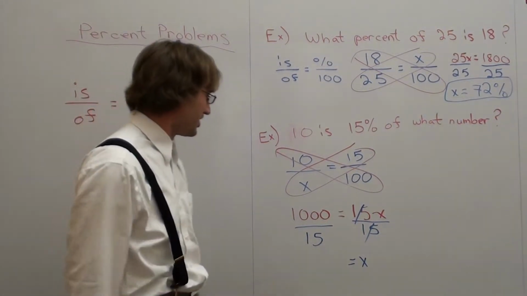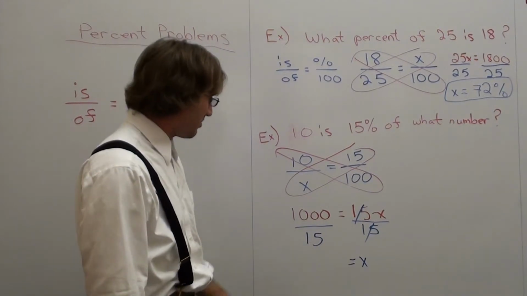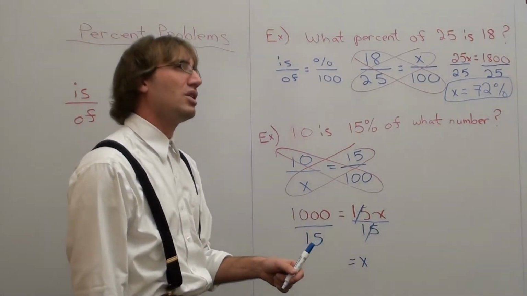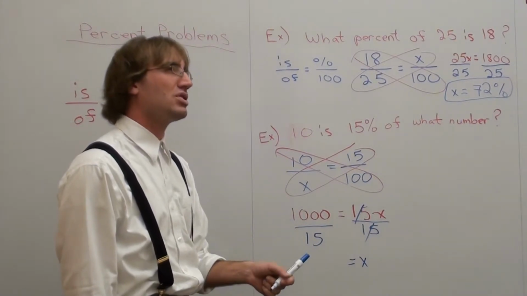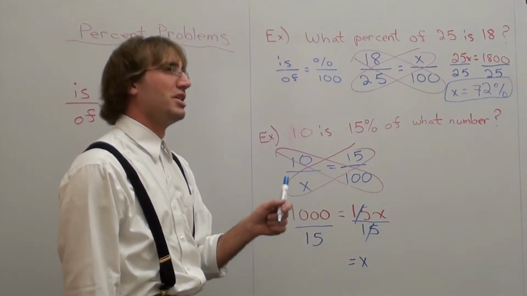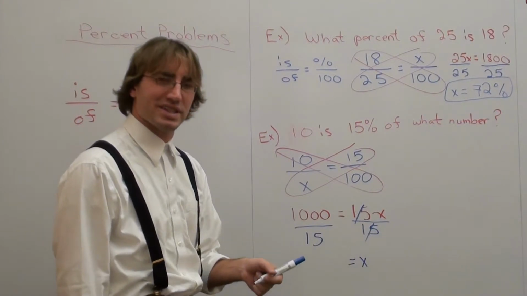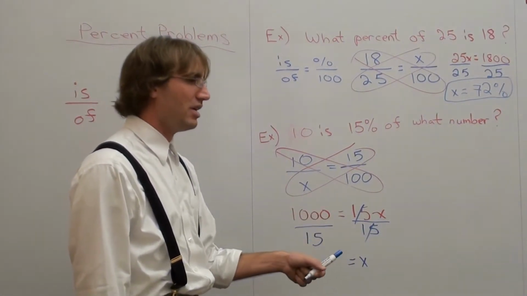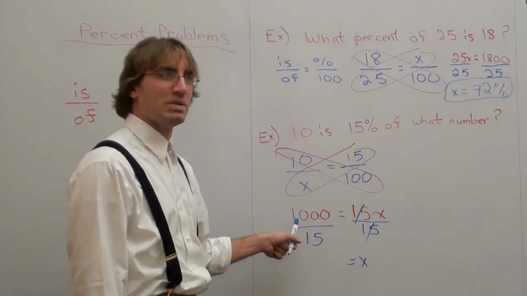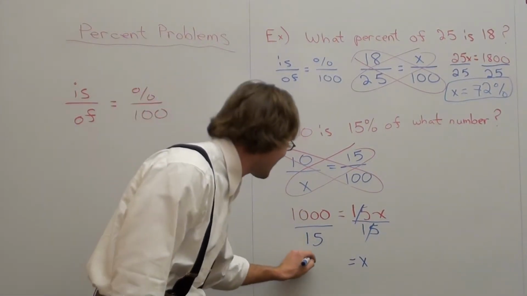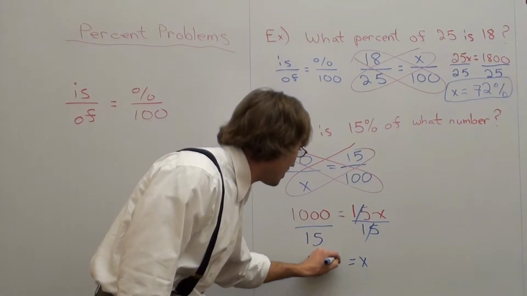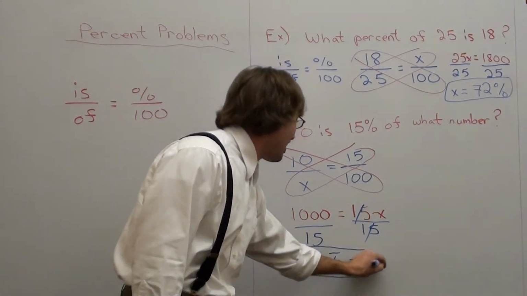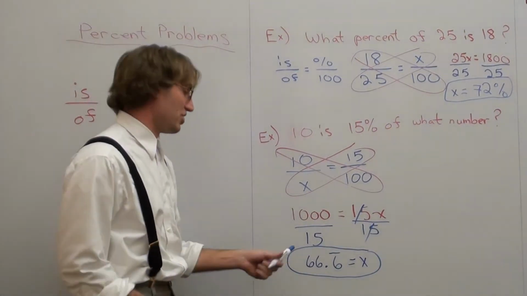15 goes into 100 6 times, and then there's a remainder left over. It's 10 over 15, which is the same thing as 2/3, which is 0.6666. It's not 6.666 though, because that's 100 divided by 15. So 1,000 divided by 15 has to be 66.666 repeating. And since it's repeating, just put a line over the 6. And there you go. That division, I should say.